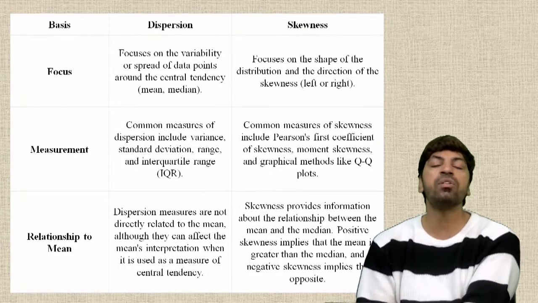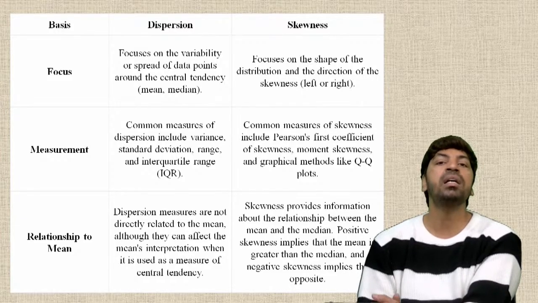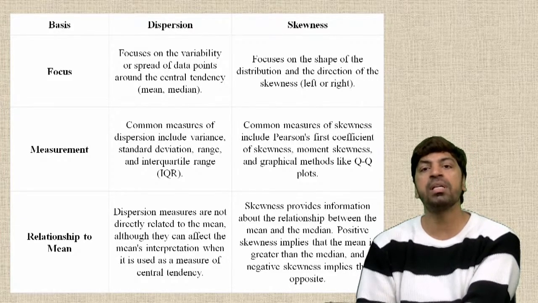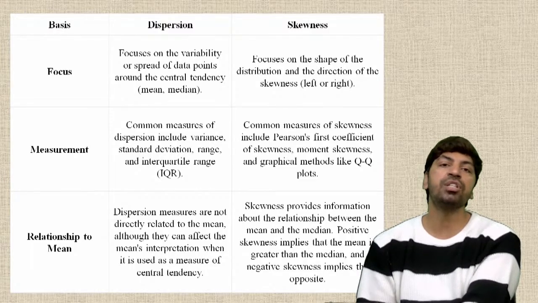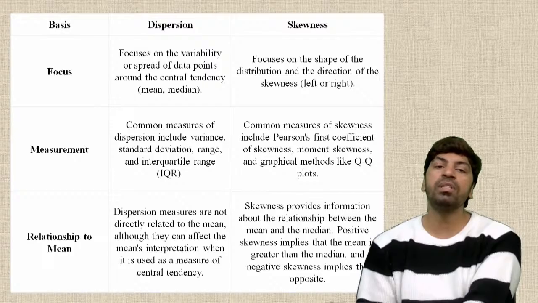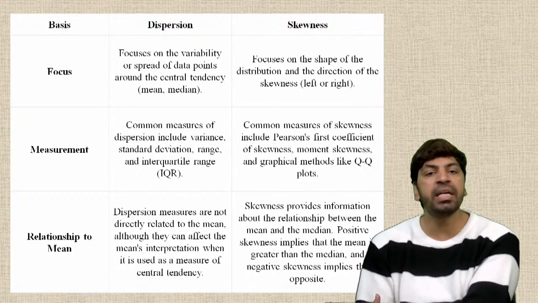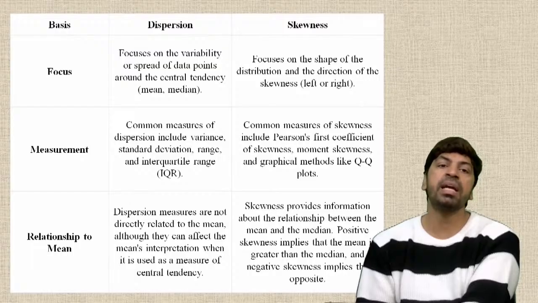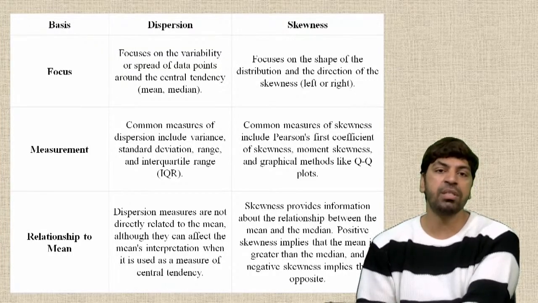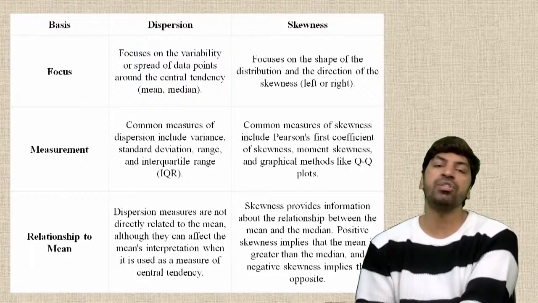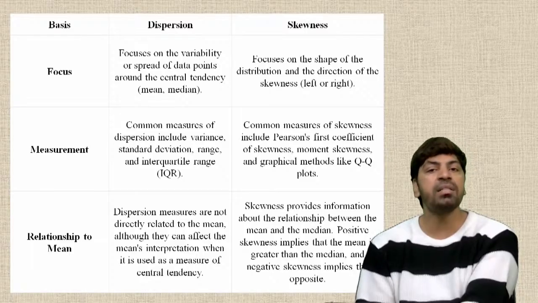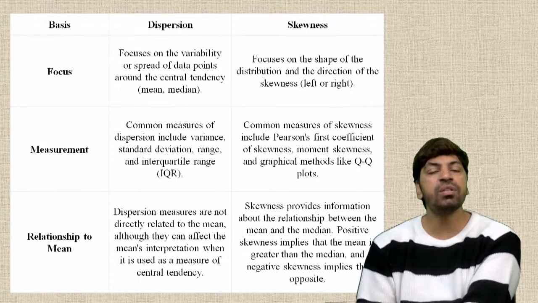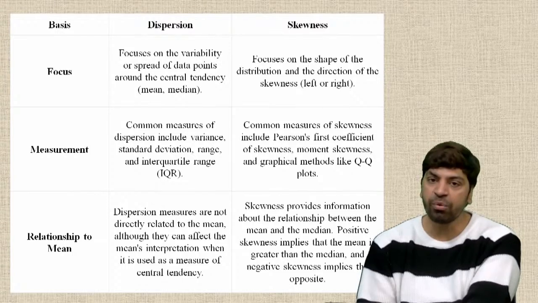But skewness has common measures like Karl Pearson coefficient of skewness, moment skewness, and graphical methods like Q-Q plots. Relationship to mean. Dispersion measures are not directly related to the value of the mean, because they affect the mean interpretations when it is used as a measure of central tendency in case of dispersion. But skewness provides information about the relationship between the mean, median, and mode as well.